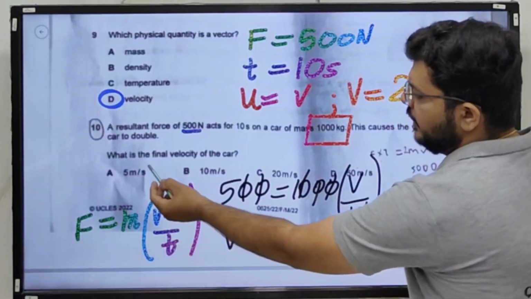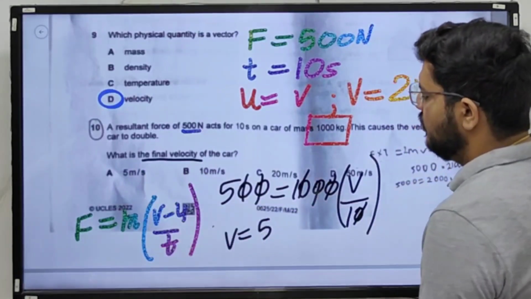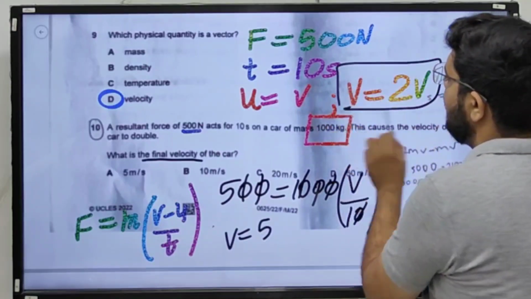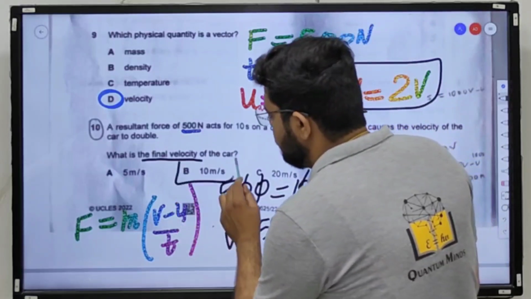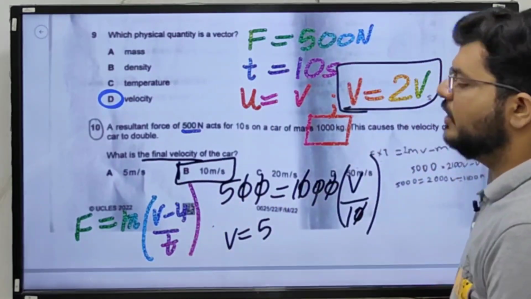But what do you have to find? You have to find the final velocity, which is 2v, right? It should be 5 into 2, 10. So your answer must be B, 10 meters per second.